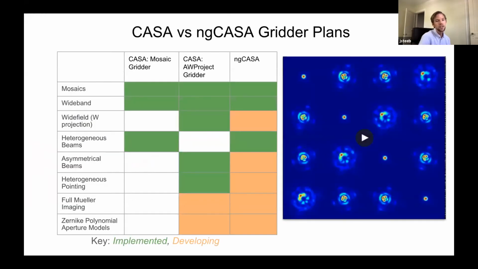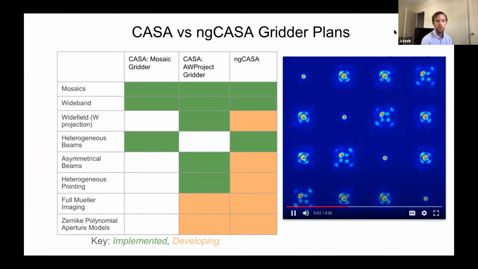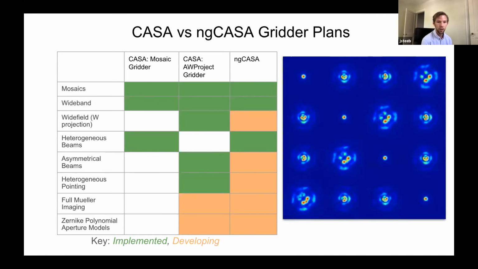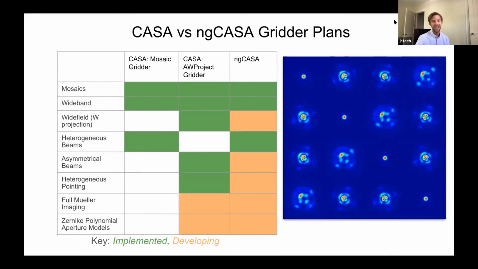Okay, and this is just showing some of our future plans that we want to do. The big thing is we want to be able to cover all the cases for both the VLA, ALMA, and the NG-VLA, which require doing certain corrections when we do the gridding. So we want to do a W projection, as was mentioned in one of the previous talks, but as well as support asymmetrical beams, heterogeneous pointings, full Mueller imaging, and then modeling our primary beams using Zernike polynomials, which you can see on the right as they rotate with parallactic angle.